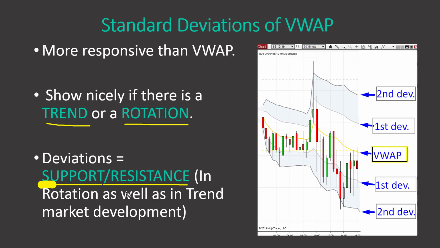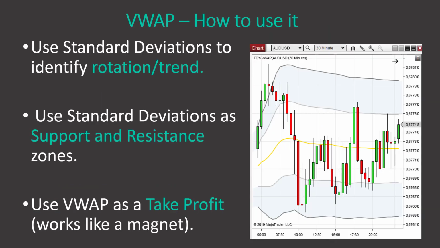And that works as in a rotation as well in a trend market development. So this is pretty important in trading strategies, which I'm going to show you. Deviation works as support and resistance zones. Now, this is sort of a little recap of how to use the VWAP.